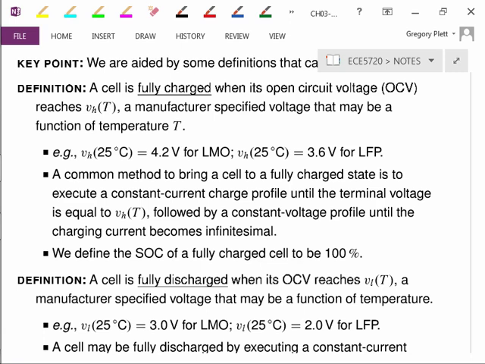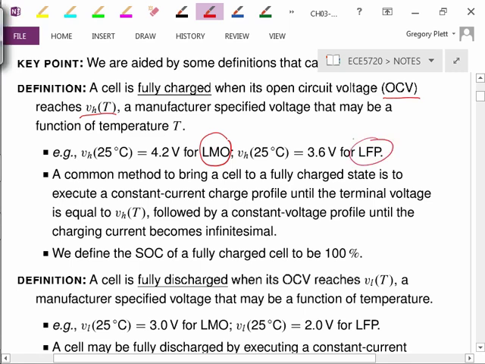if you're making cell tests yourself to fully charge a cell, is how do I know that its open circuit voltage has reached this as opposed to its open circuit voltage plus hysteresis, or its open circuit voltage plus some other terms from diffusion or whatever. So for example, the high voltage for a lithium manganese oxide cell at 25 degrees Celsius is often specified to be about 4.2 volts, just to have a number in mind. And for a lithium iron phosphate cell, it's often somewhere around 3.6 volts.